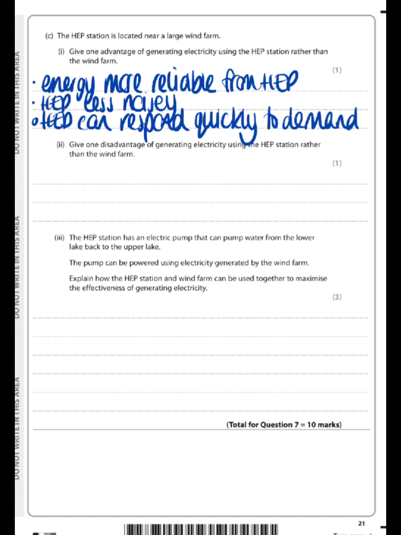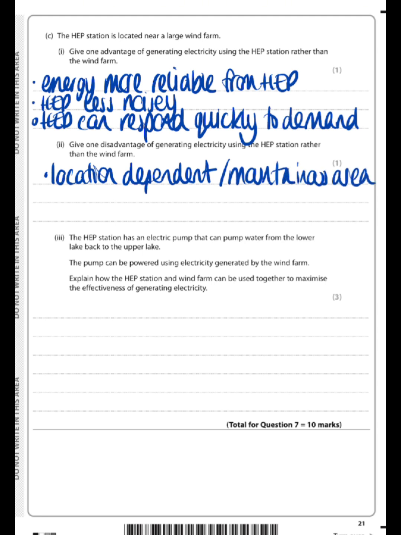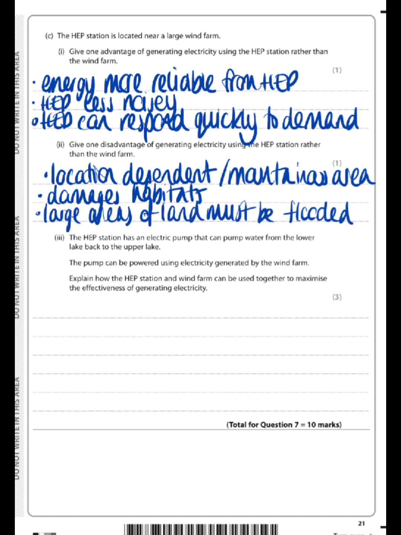Now we're asked to think about a disadvantage of using hydroelectric power stations. The thing to bear in mind here is because we need this water to move downwards, the location is really, really important. So for hydroelectric, it depends on the location. What do we mean there? It means that we need it to be in a mountainous area. In order to build the hydroelectric power station, there's got to be a lot of damage done to habitats. And part of that building also requires large areas of land to be flooded. So any of those 3 will get you the mark.